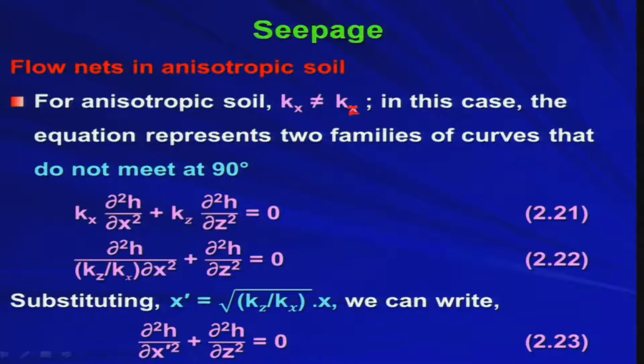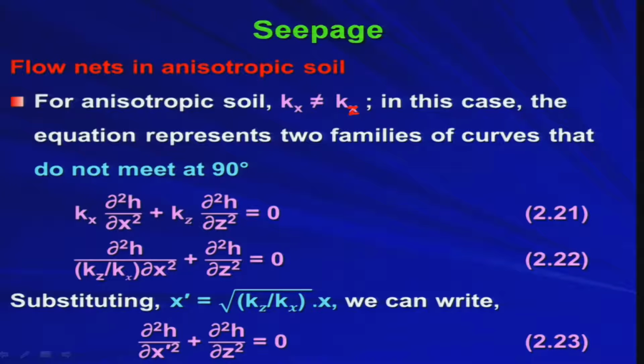But if you consider anisotropic soil, where the continuity equation is given by Kx del 2h del x2 plus Kz del 2h del z2 equal to 0, and Kx is not equal to Kz, then this equation will not describe two families of curves intersecting each other at 90 degrees. That is quite obvious from the mathematics point of view. So what can we do in that situation?